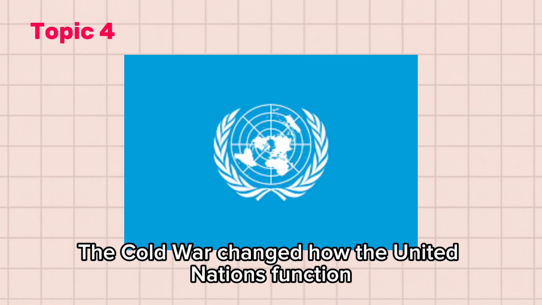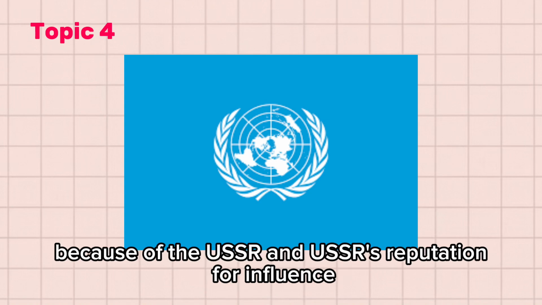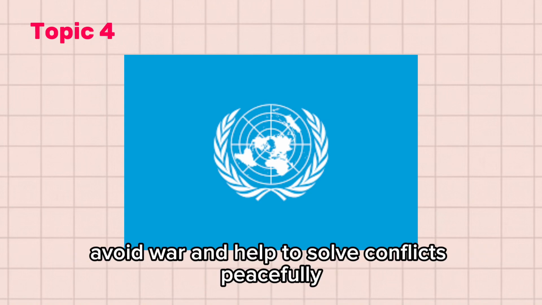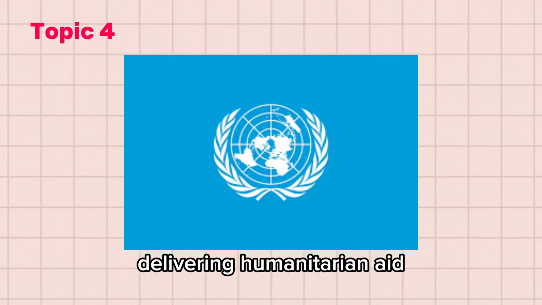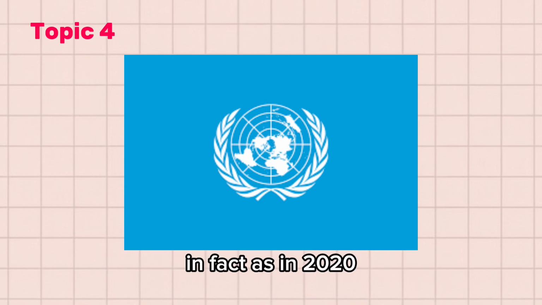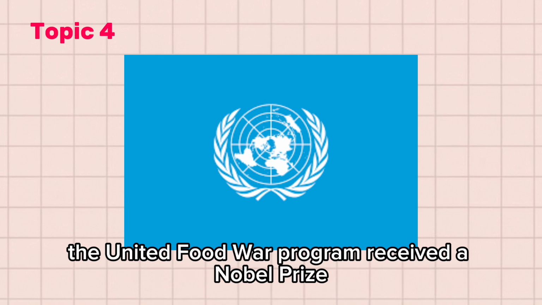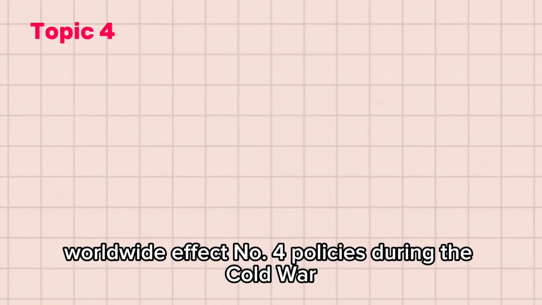Effect number 3. United Nations. The Cold War changed how the United Nations functioned because the USSR and the US were competing for influence. It became a place where countries could negotiate, avoid war, and help to solve conflicts peacefully. Today, the UN continues to play an important role through peacekeeping missions, delivering humanitarian aid, responding to health crises, and supporting sustainable development. In fact, in 2020, the United Nations World Food Programme received the Nobel Prize for its effort to fight hunger worldwide.